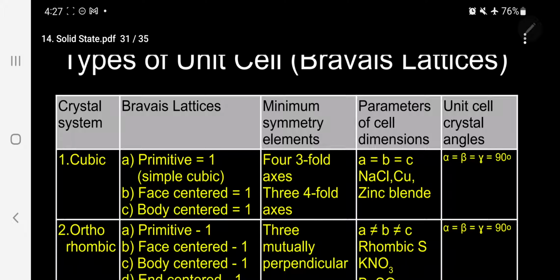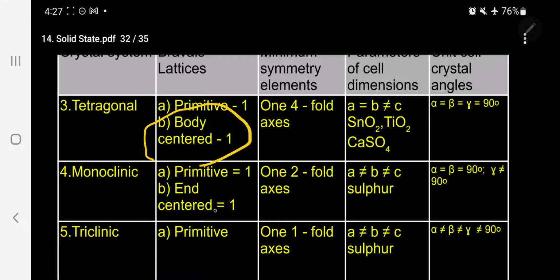In the cubic, there is body centered. Kindly follow. There is one body centered. Right? In orthorhombic, there is one again body centered. So now there is number 2. Now 2 so far. Then go for 3, tetragonal, there is another body centered. So 3. Go for monoclinic, no body centered. Triclinic, there is no body centered.